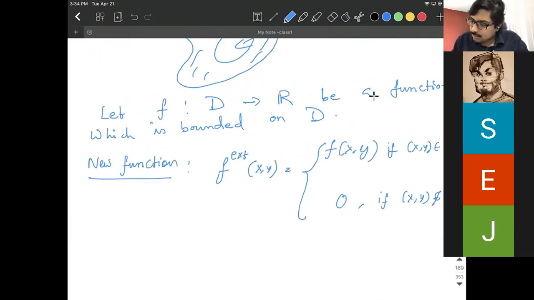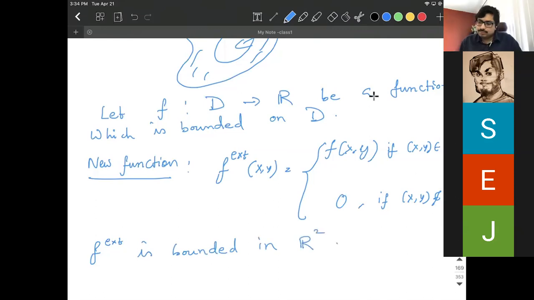Okay, so of course, f-tilde is bounded in all of R2 because f itself is bounded.